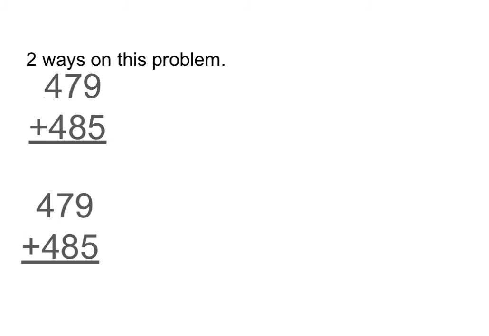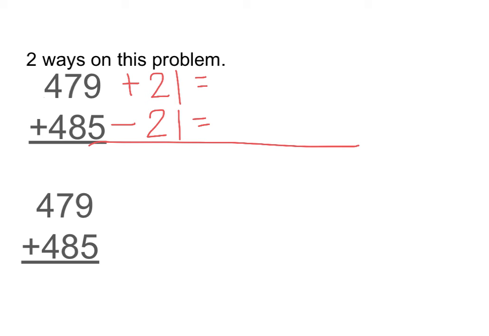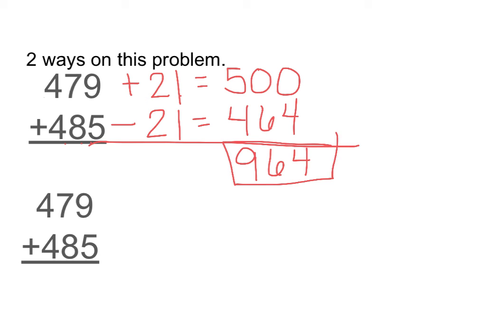Let's try one more. All right, I'm going to add the partner to 100. Subtract the partner to 100. Again, if you don't know your partners, you could have added 1 and then added 20 and done a double compensation. 485 minus 21 is 464 for a total of 964. Let's play with this one now.